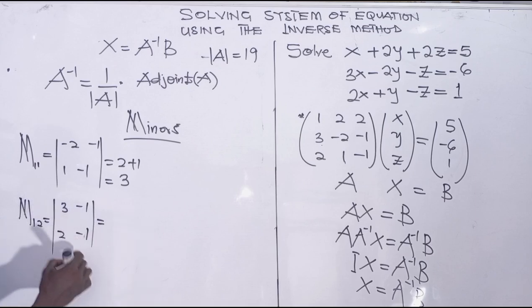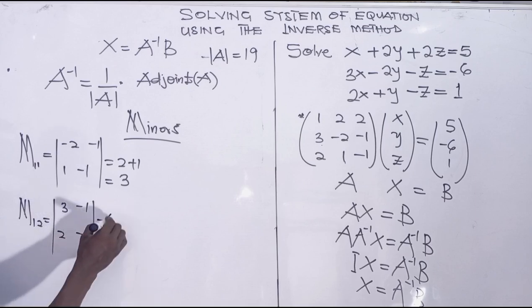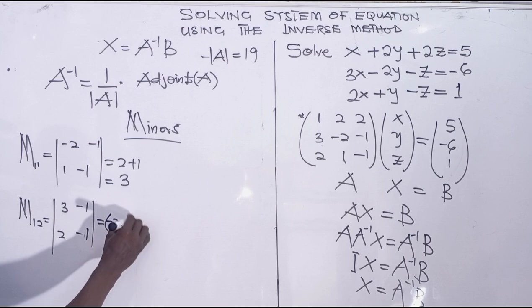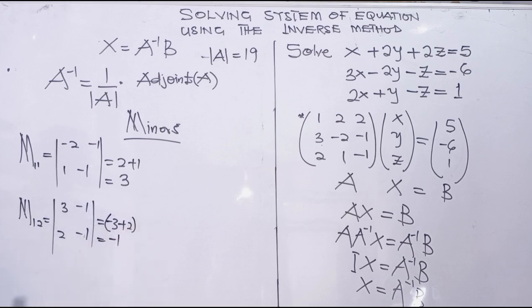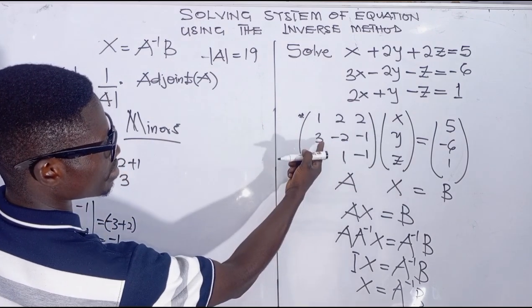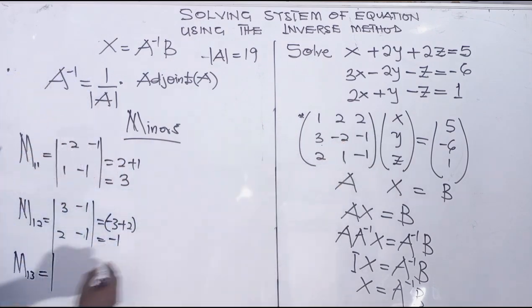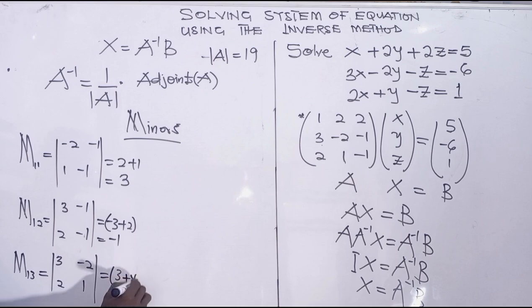We find the determinant. It is going to give us negative 3 plus 2, and that gives us negative 1. Then we find the minor of the first row and then the third column. So we have this and that. We'll be left with 3, negative 2, 2, 1. Then we find the determinant. We have 3 plus 4, and that gives us 7.